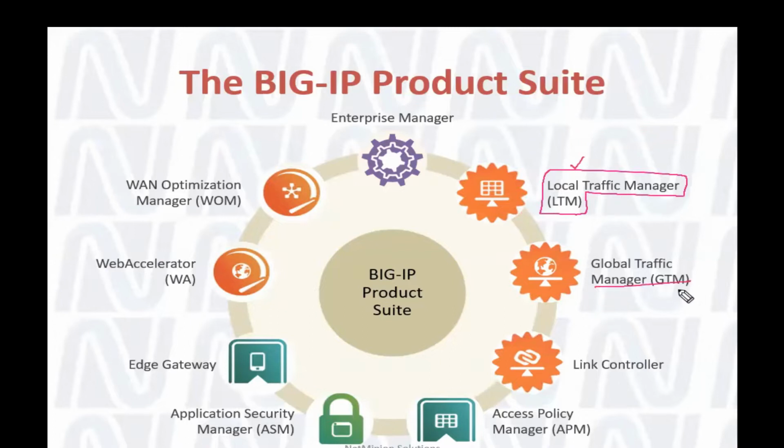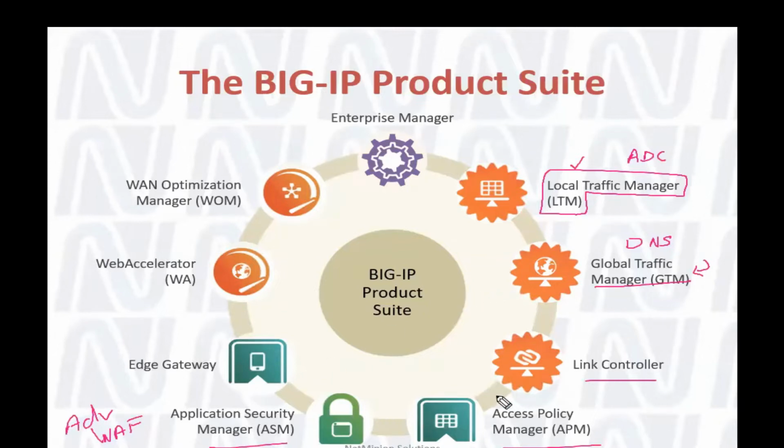Then there are GTM, Link Controller, APM, ASM. ASM, by the way, is currently named Advanced WAF. And GTM, by the way, is known as DNS. That was the former name; the current name is DNS. And LTM is named ADC. We speak about ADC. Right?